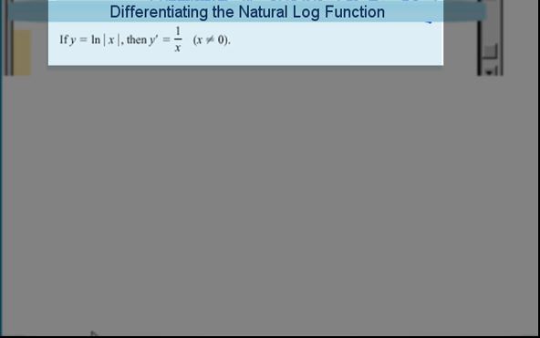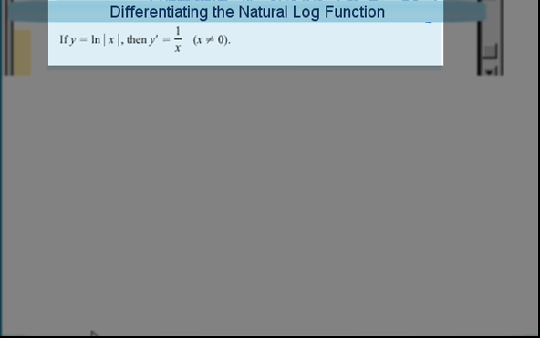What this says is, if you have y equals the natural log, ln means natural log, if y equals the natural log of x, and it has these absolute values here, sometimes you'll see them, sometimes you won't when you're differentiating. If this function is what you have, then the derivative, y prime, is 1 over x.